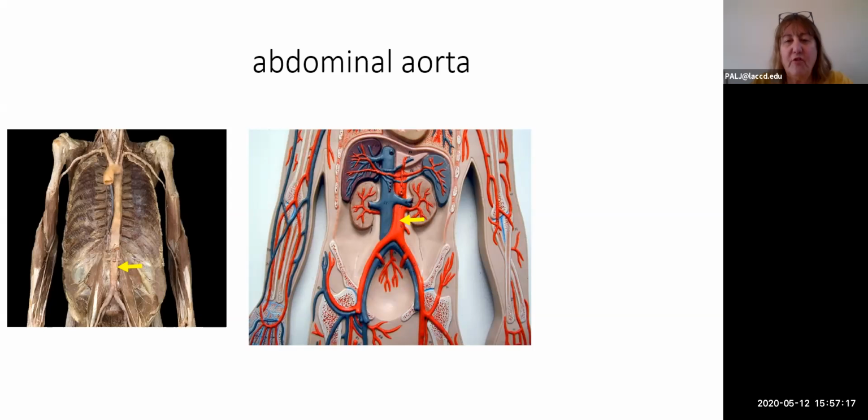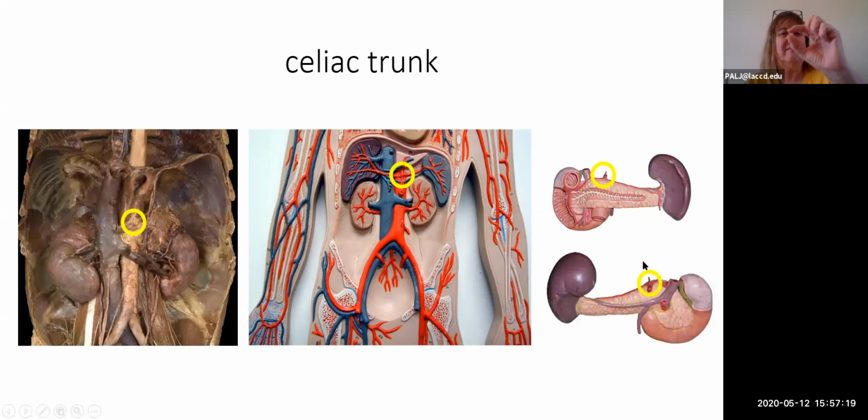The very first one of these is just below the diaphragm. So you're looking for a blood vessel just below the diaphragm, and this blood vessel is called the celiac trunk. If you remember that word trunk, we had it once before for an arterial blood vessel, the brachiocephalic trunk. That tells you it's a blood vessel coming off the aorta and it's going to branch almost immediately. The celiac trunk does that, and it has three branches.